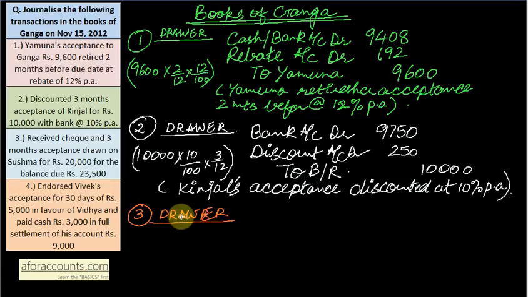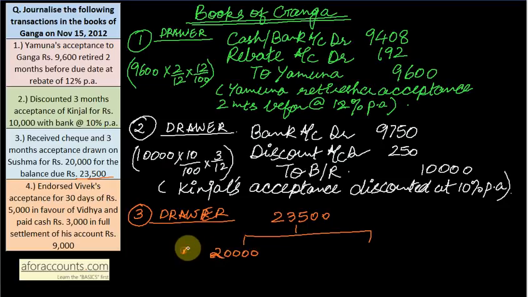Okay, now let's do the working. How will this go? Total amount due given is 23,500. So out of 23,500, two parts will have to be done. Received cheque and 3 months acceptance drawn on Sushma for 20,000. So the bills receivable for Ganga is 20,000. And the balance due was paid in form of a cheque, so you will do that as a bank entry. So 23,500 minus 20,000, that is 3,500, is paid by Sushma in form of cheque.